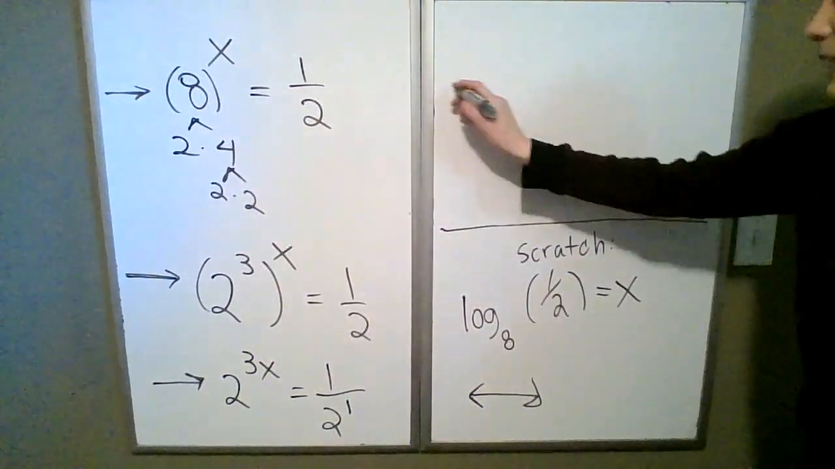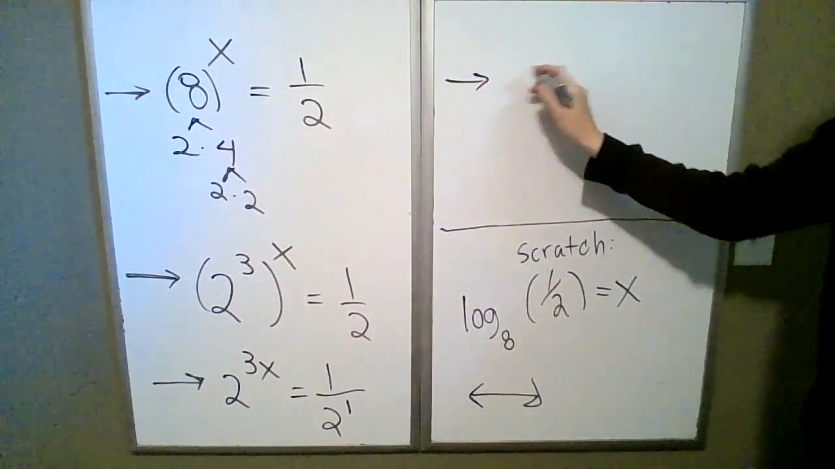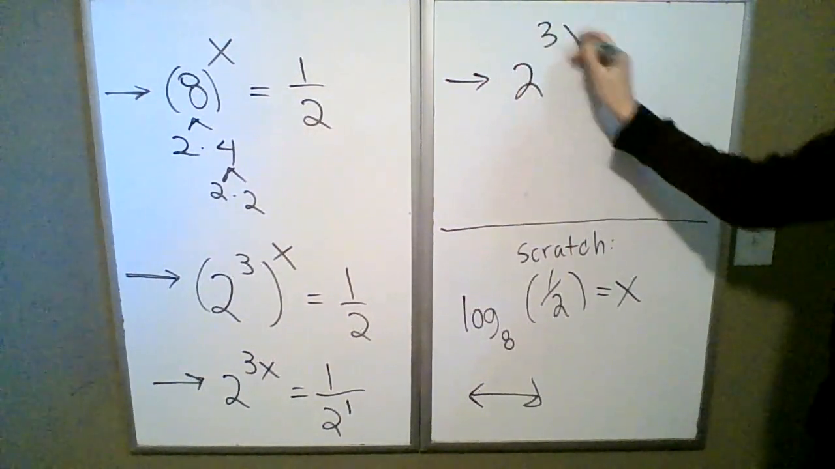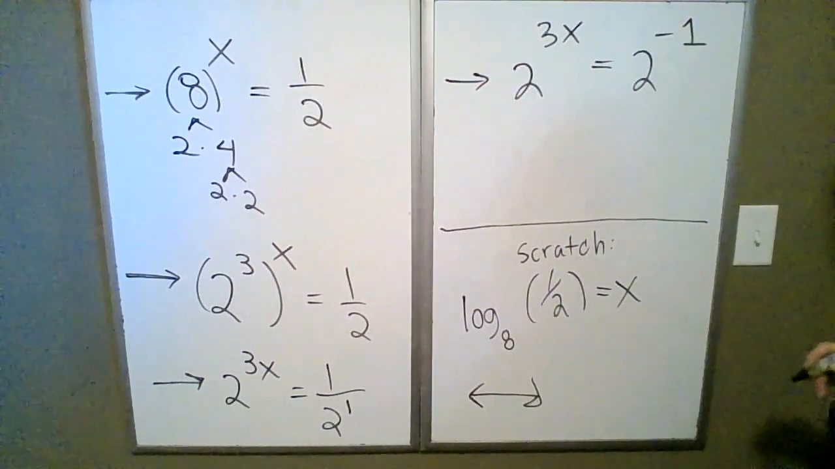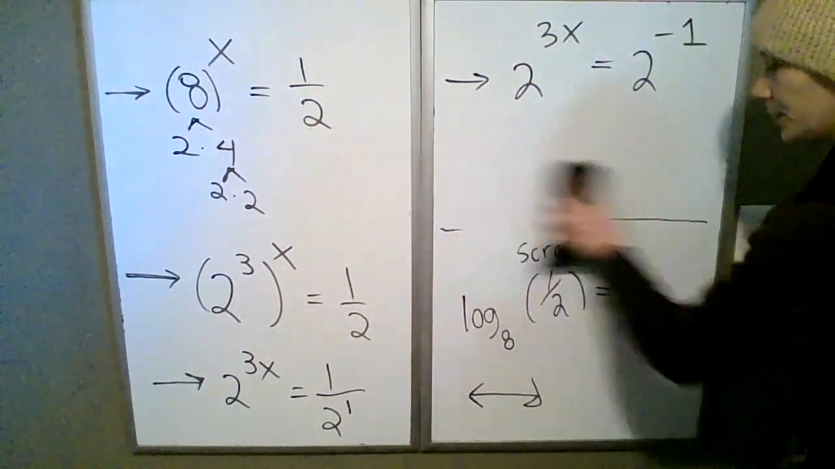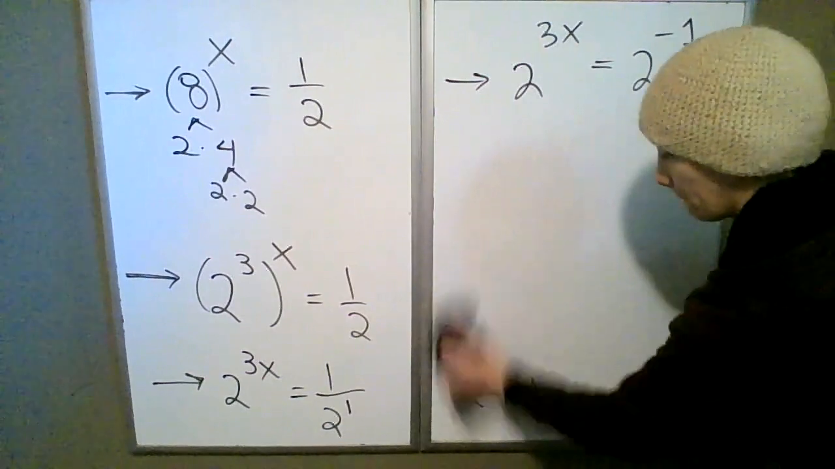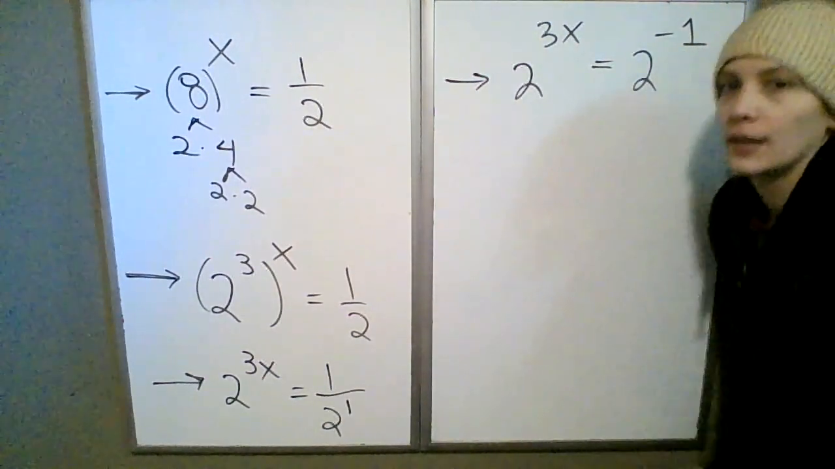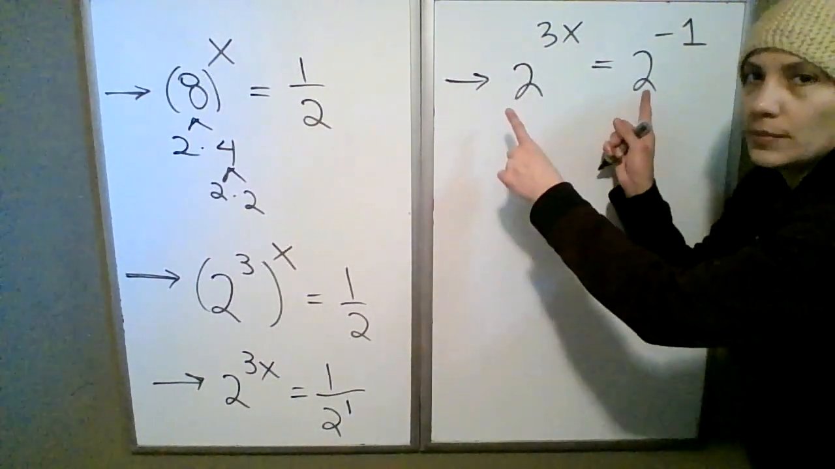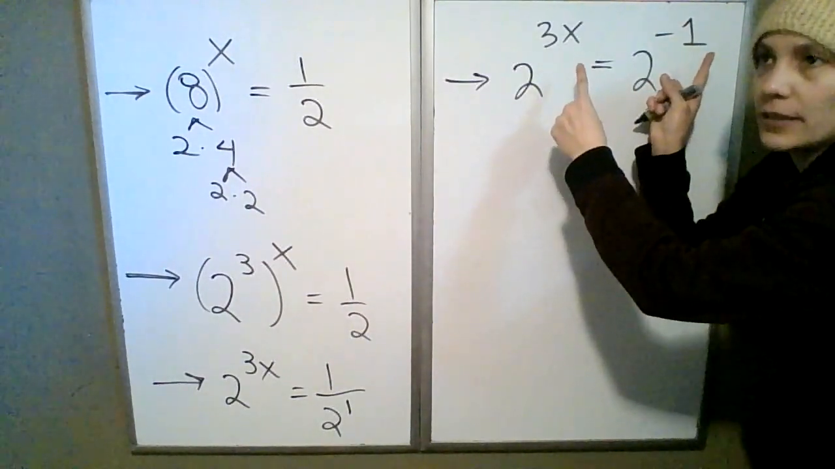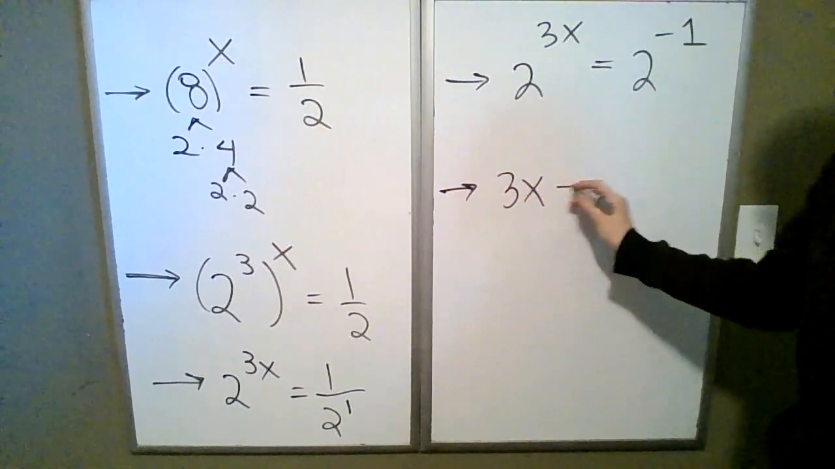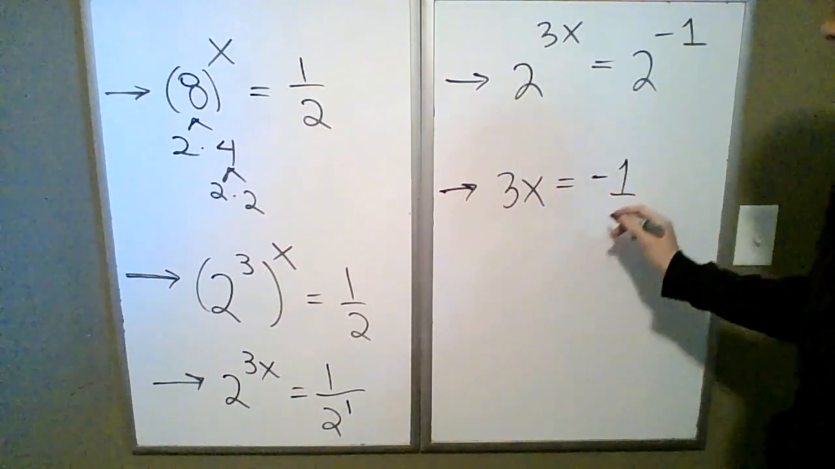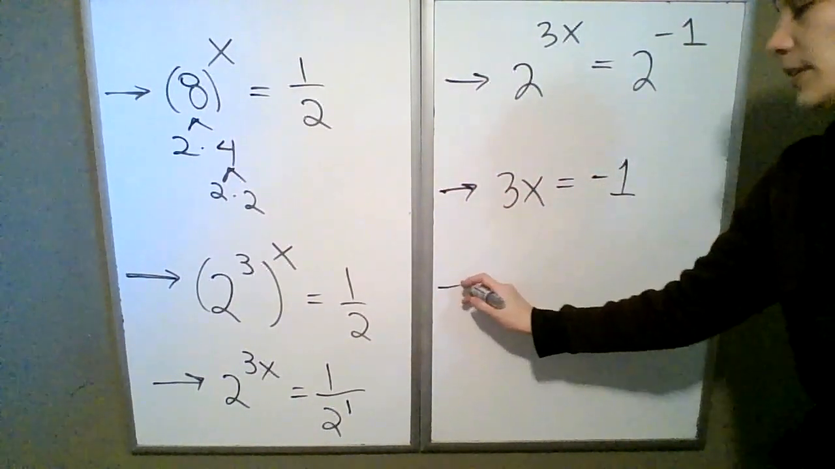This time we have a base that matches, and the base is 2. And that means 3x is equal to negative 1. So x would be negative 1/3.